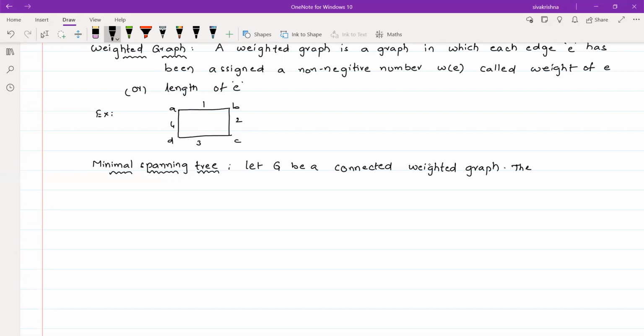The weight of a spanning tree of G is the sum of the weights of the edges.